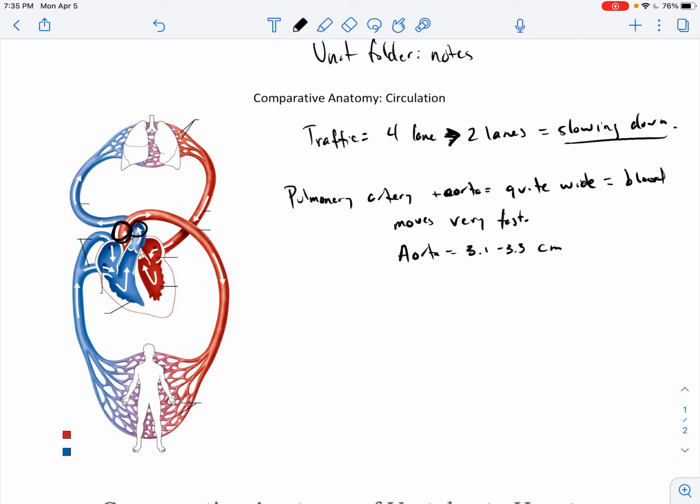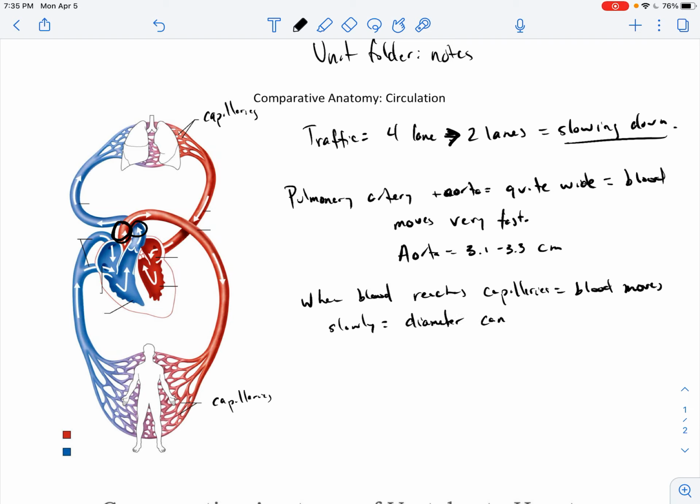And then as you get to the capillaries of the lungs and the capillaries of the body, blood slows down because these capillaries are quite narrow. So when blood reaches capillaries, the movement is very slow. Blood moves slowly. And these capillaries can be as small as the diameter of a single blood cell. I said blood vessel, I meant blood cell.